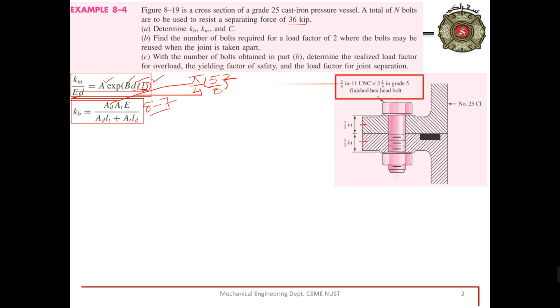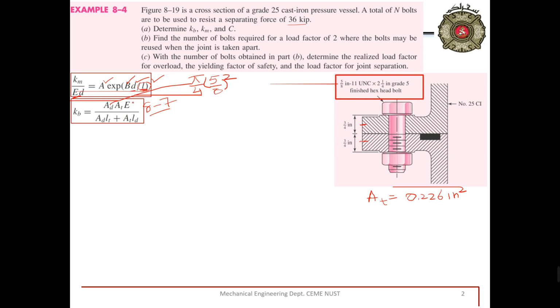You can check the value of At there. The value that I have found for At for 11 threads per inch is, I will just write the values separately here. I think it is better space. The value of At is equal to 0.226 inch squared. Now we have the value of At.